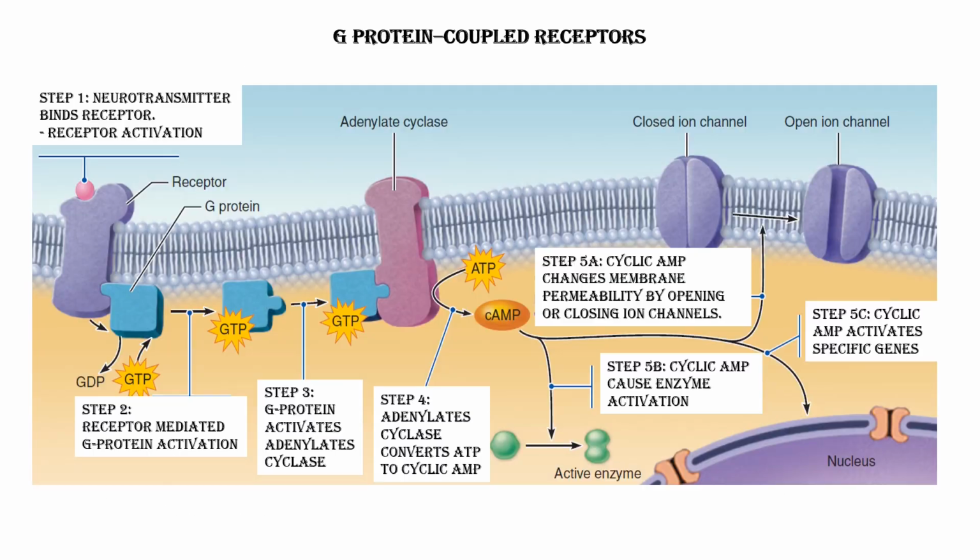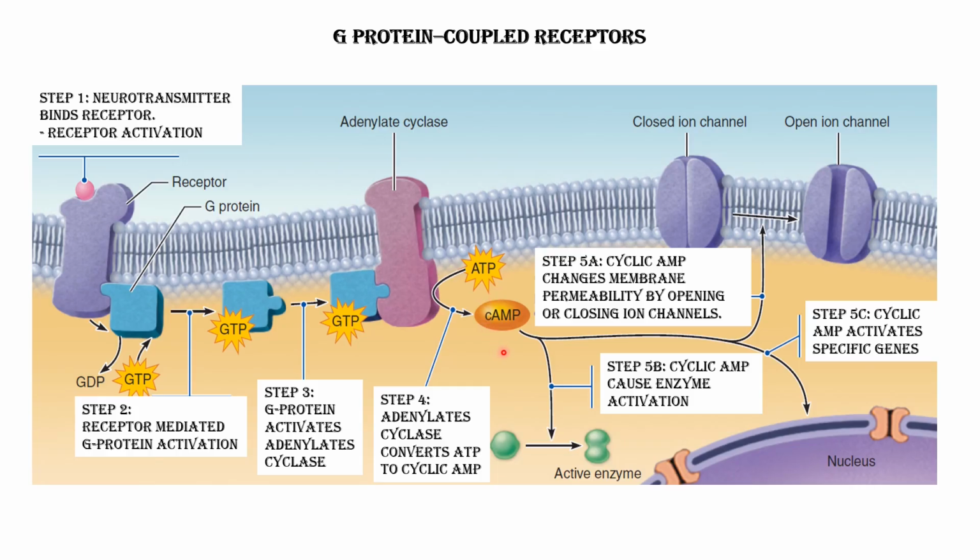Now, what are the specific kinds of changes which happen in the postsynaptic cell? Once the neurotransmitter binds, the receptor gets activated. This activates the associated G protein, which is present on the cytosolic side of the receptor. This G protein now binds GTP and then goes and activates an enzyme, adenylate cyclase. What adenylate cyclase does is it acts on ATP and converts it to cyclic AMP.